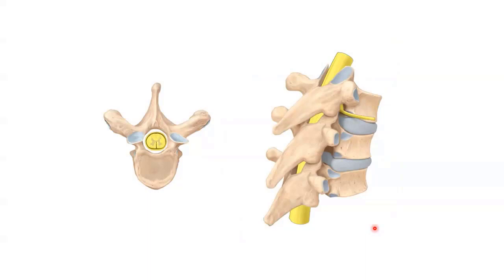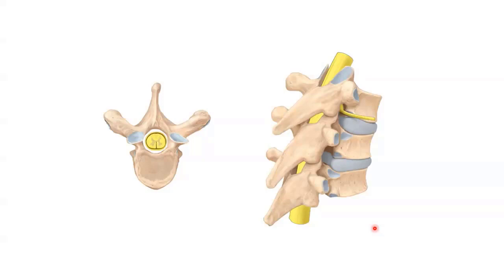Now, for this unit, you're required to identify structures formed by the vertebral column as a whole, the individual vertebrae that make up the vertebral column, as well as landmarks or features on the individual vertebrae.